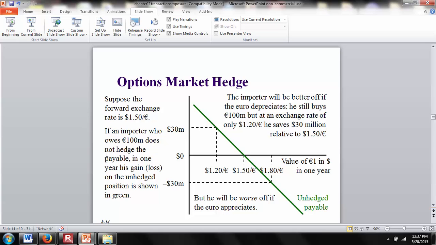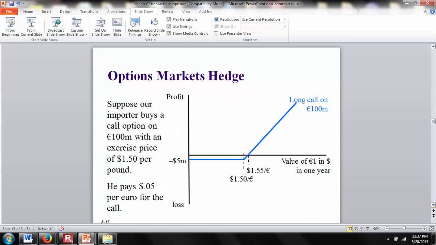If an importer who owes 100 million, so he or she has to make a payment of 100 million, how can she or he use call options? Suppose our importer buys a call option on 100 million euros with an exercise price of 150, and he pays 0.05 per euro for the call. If you look at the one call itself, you are paying 5 cents per euro, and for 100 million euros, your cost is going to be 5 million. So 100 times 5 by 100, that gives you the 5 million.